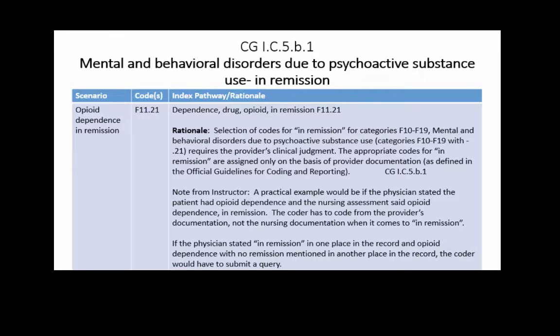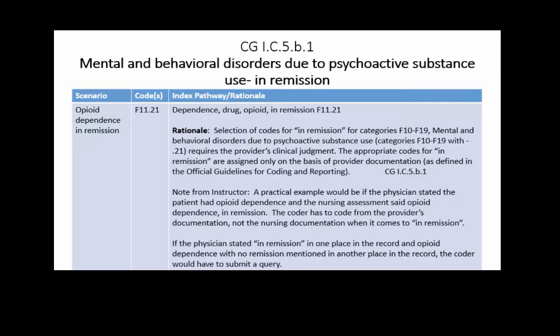The next guideline has to do with mental and behavioral disorders due to psychoactive substance use in remission. The point that this guideline is making is that the provider has to document in remission, and it has to be the provider's clinical judgment, cannot be nursing, for example. There are some situations in the medical chart where we can use nursing documentation or other professional documentation, but this is not one of those times. So, because the physician stated in remission, dependence would be our main term in the index, drug, opioid, in remission, leading us to code F11.21.